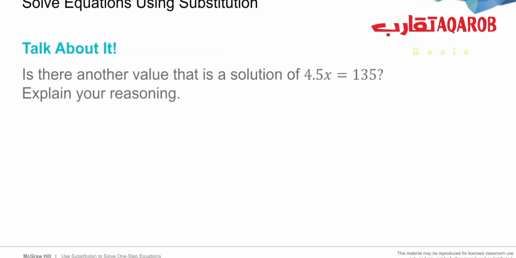Now, do you think there is another value that is a solution of 4.5x equals 135? It's impossible. It doesn't make sense to have more than one value that you multiply by 4.5 and gives you 135. We can't imagine there will be two values. There's only one value to replace x by to give you 135.